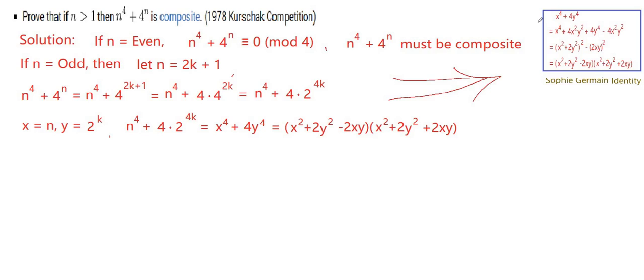And then we can change it this way. n to the fourth power plus 4 to the nth power is equal to n to the fourth power plus 4 times 4 to the 2k's power, and 4 to the 2k's power becomes 2 to the 4k's power. So we can think x equal to n, y equal to 2 to the k's power, and we can apply the Sophie Germain identity, and we immediately get this factorization result. That means this must be a composite.